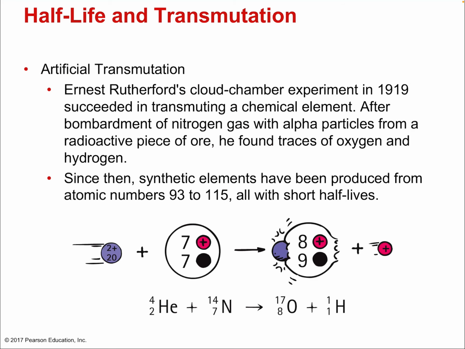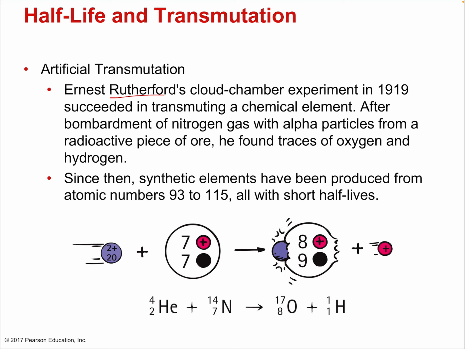Okay? A bit about artificial transmutation. Ernest Rutherford had a cloud chamber, which is a device he created, and it had an experiment in 1919 that succeeded in transmuting a chemical element. After bombarding nitrogen gas with alpha particles from a radioactive piece of ore, probably uranium, he found traces of oxygen and hydrogen.